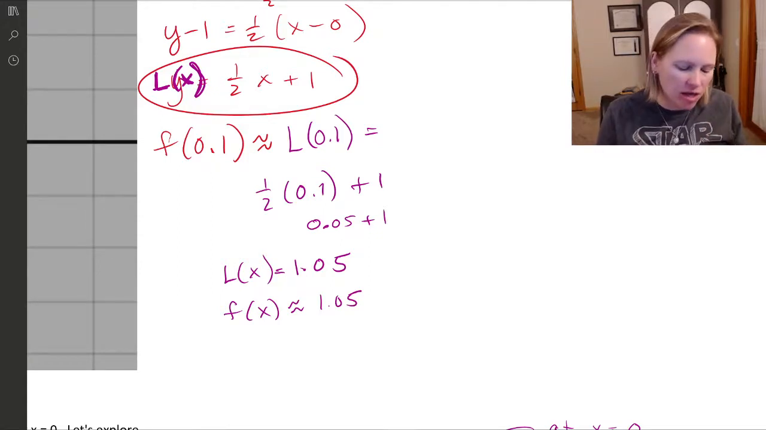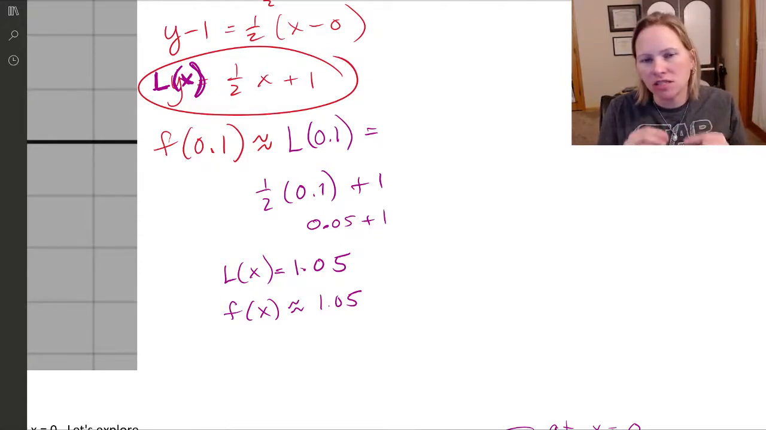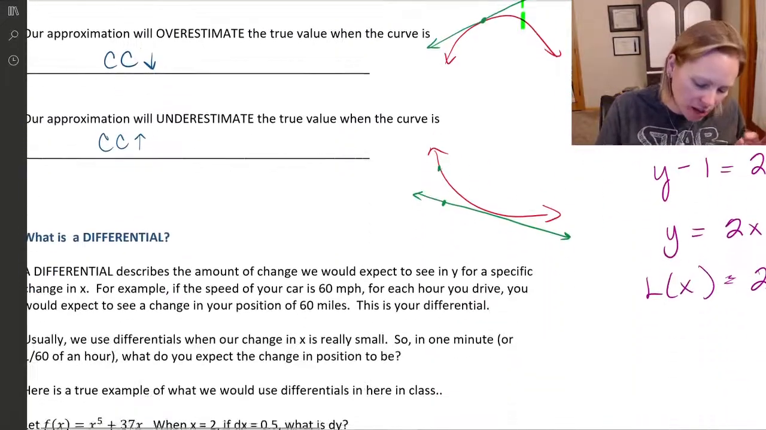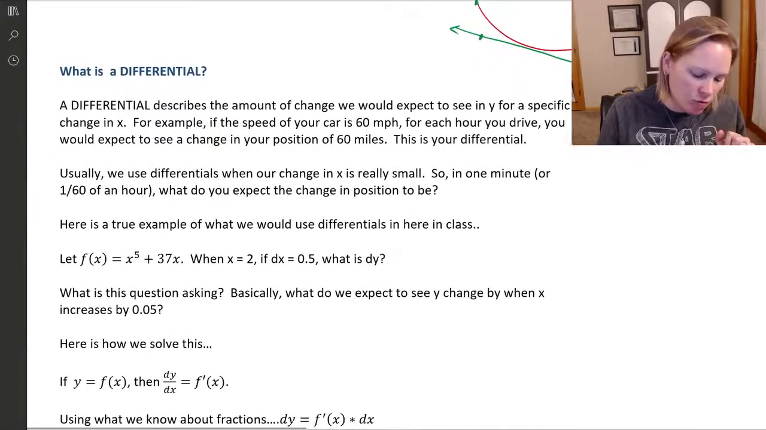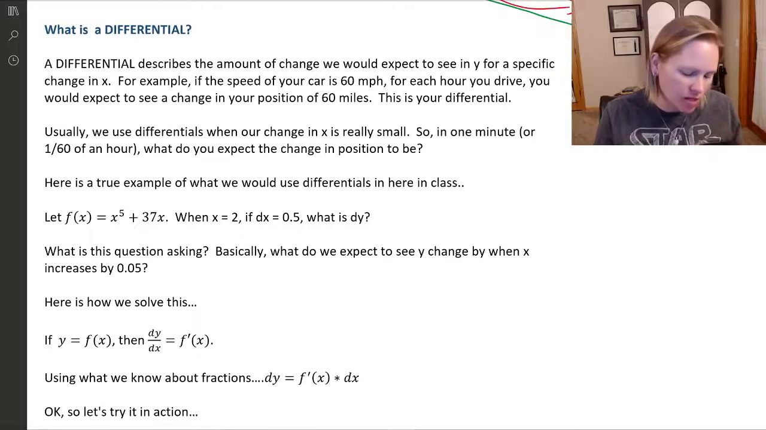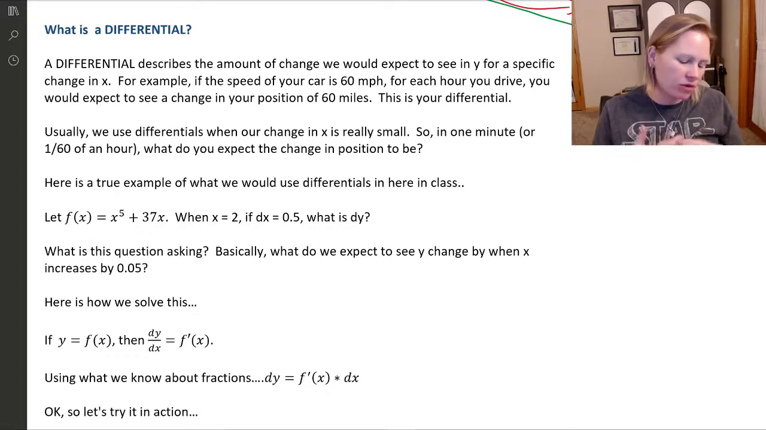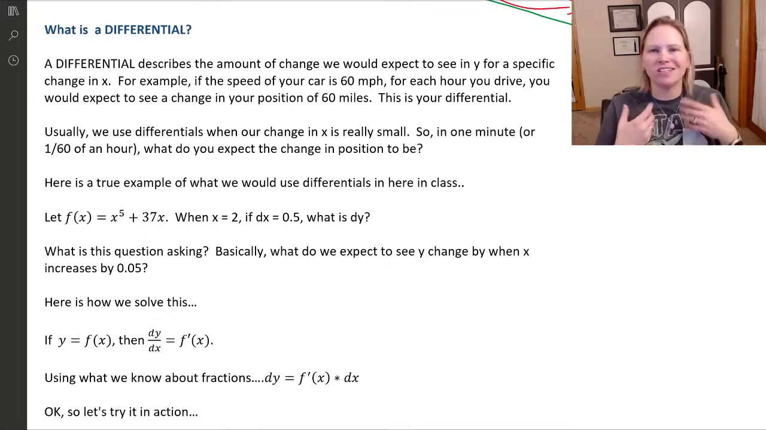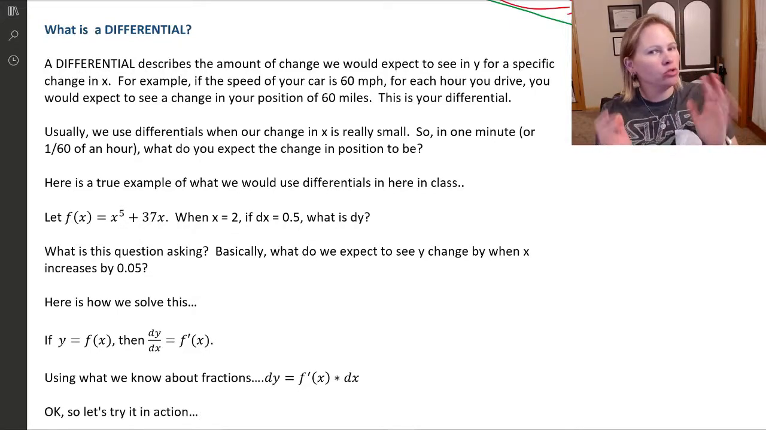And that's a valid question. And what we're talking about here is something called a differential. And a differential says if I increase x by a certain amount, what's my estimate of what y will increase by? A real world example is, for example, if the speed in your car is 60 miles an hour, each hour you drive, you would expect to see a change in your position of 60 miles. That's a differential. So as you change x by a certain amount, how much do you expect the distance to change? Well, you're not going to go 60 miles per hour consistently. It's based on an average. You're making an estimation. You're saying, well, we expect to see you go 60 miles.